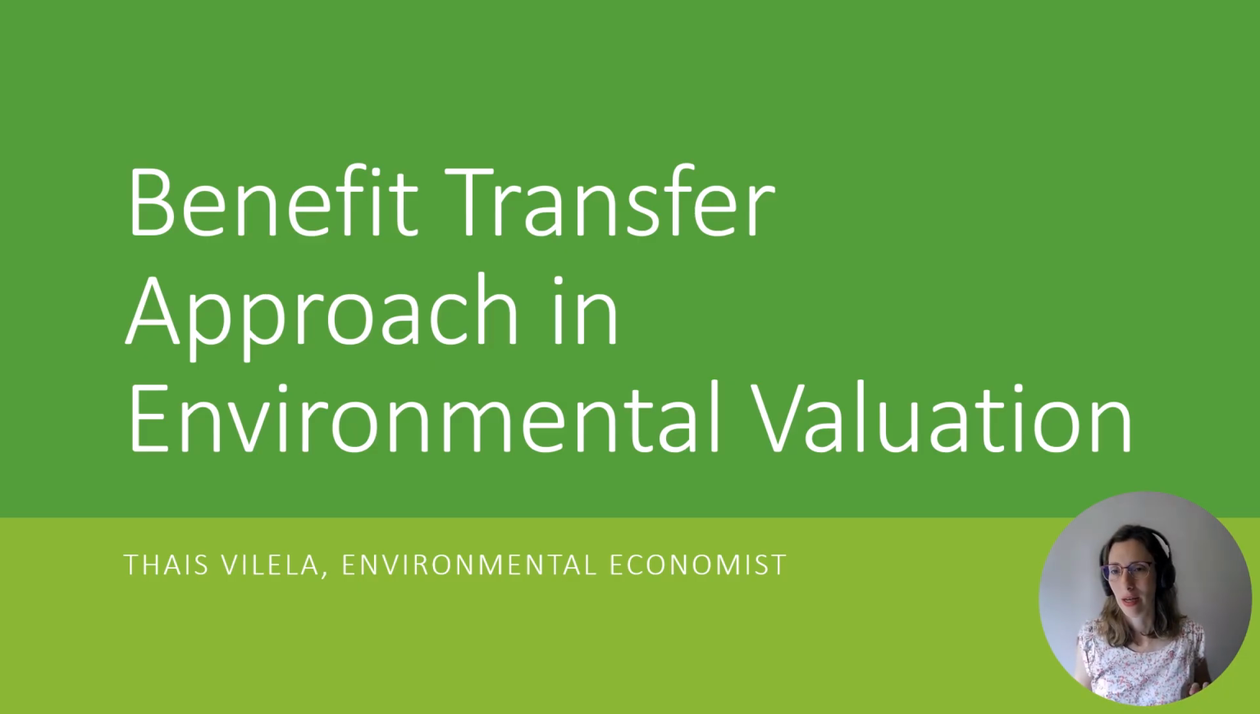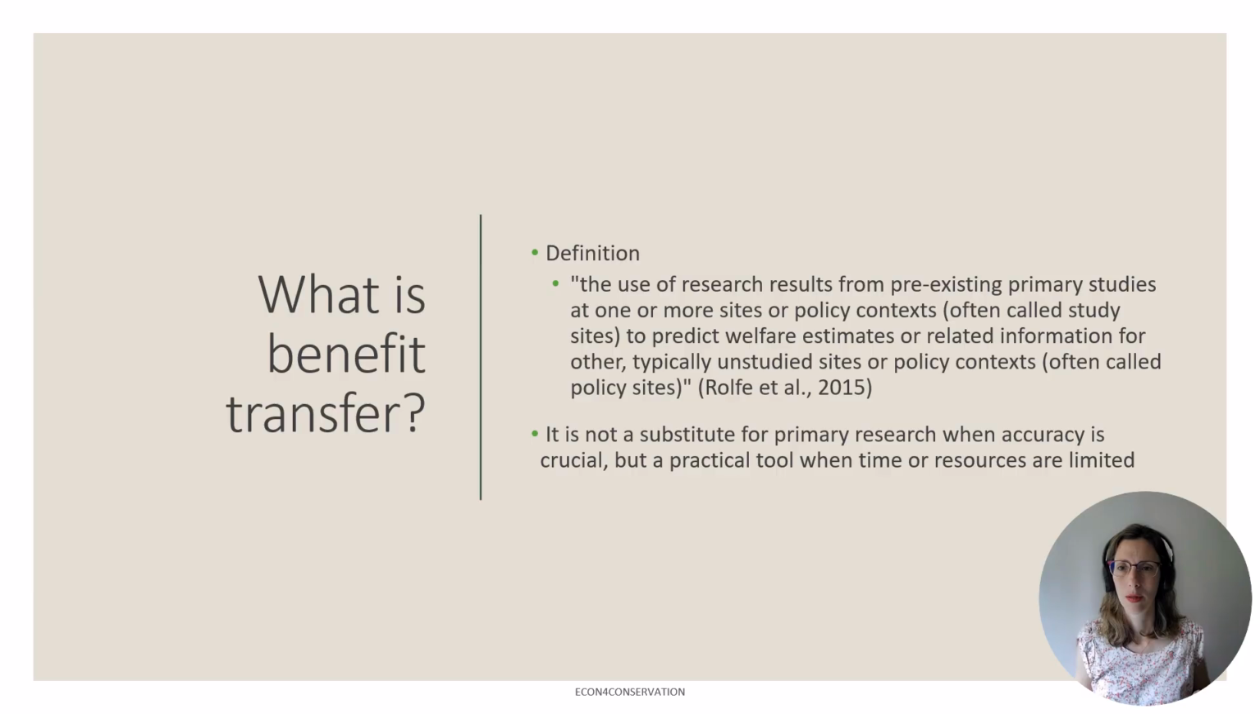Before we start, this lecture will be based on a book called Benefit Transfer of Environmental Resource Values. It is a notebook. It was written in 2050, but it has all the fundamentals. According to this book, and the reference is in the description of this video, the benefit transfer approach can be defined as the use of results from existing primary studies at one or more sites, usually called study sites, to predict welfare estimates or related information for other typically unstudied sites called policy sites.